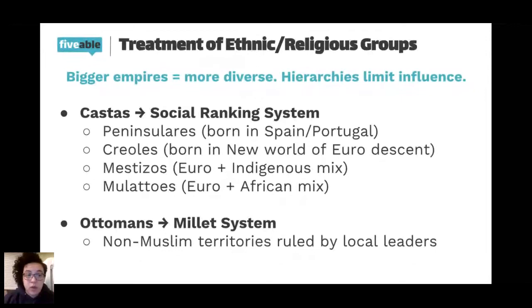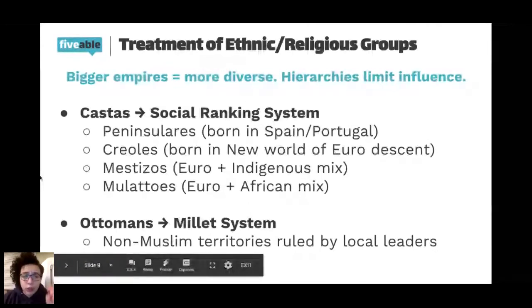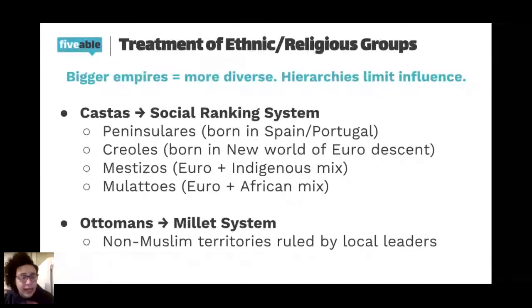The more connected to Spain and Portugal you were, and the more white you were, the more power you had. The less white you were, the less power you had. It's totally worth knowing these terms. They're really good for evidence points in any LEQ, right? Peninsulares are literally coming from the Iberian Peninsula, born in Spain and Portugal. They would have had the most influence. The Creoles would have been born in the New World, in the Americas, but of European descent. Mestizo is a mixture of European and native, and mulatto is a mixture of European and African.